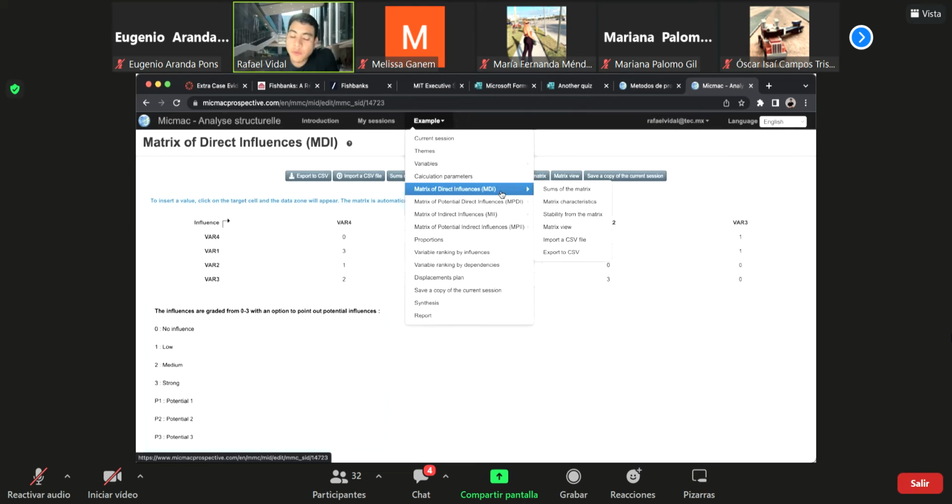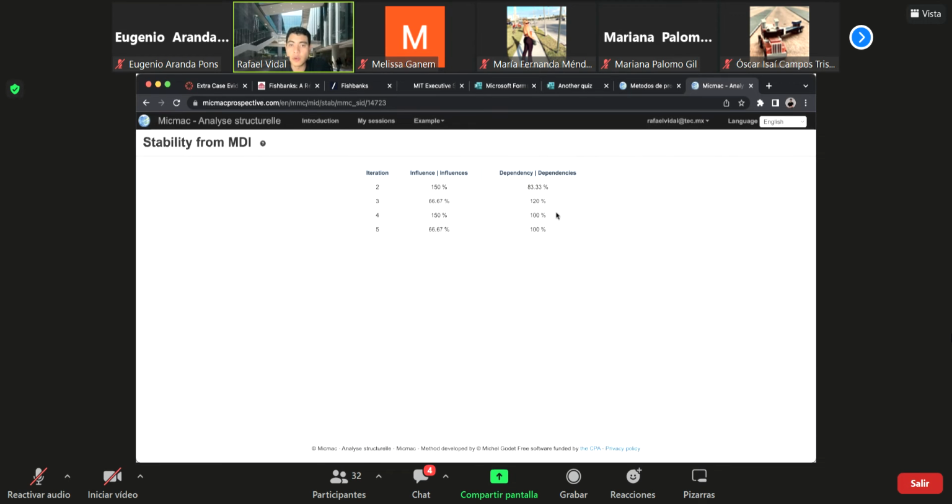So what we want to find, remember, is the stability of our matrix. This matrix we just defined. The matrix defines the different interactions in our system. Okay, so this is the thing I told you, to reach 100% in both influence and dependency. I won't reach it here, actually. If you see here, it's moving from 150% to 66%. And if I continue adding more iterations, I will find the same instability, which needs to reach 100%.